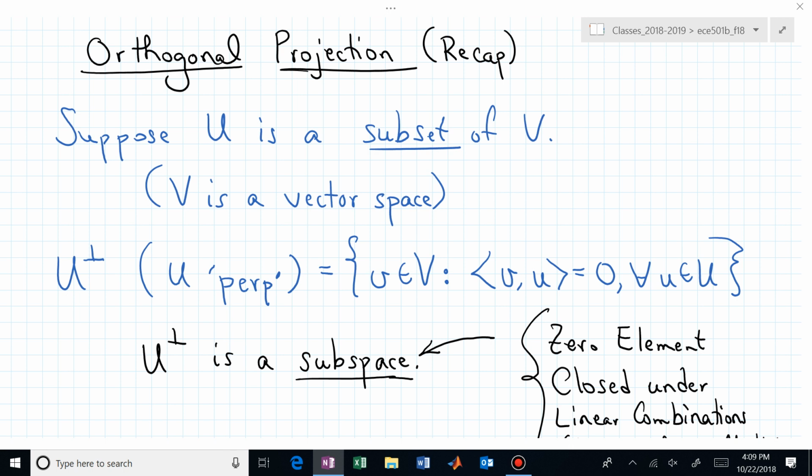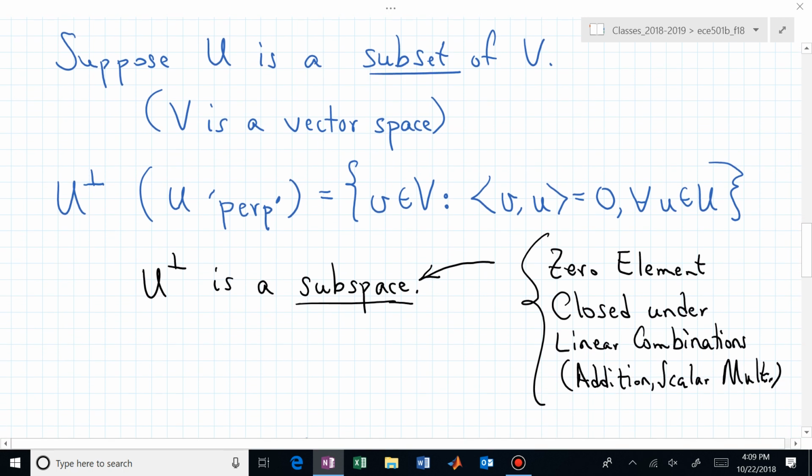U perp is perpendicular to these vectors or these points in the subset of capital U. Even though we start with U being a subset, U perp is a subspace. So even though we are starting potentially, we'll mostly deal with U being a subspace, but it could just be a subset.